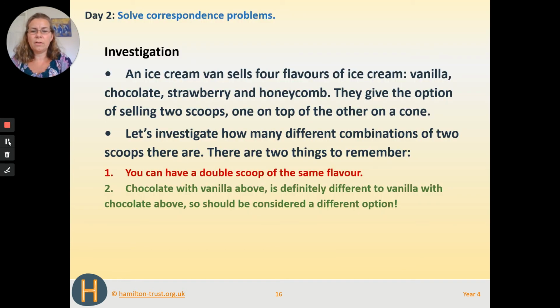Let's talk through the answers you've got. If we remember working systematically, when I did it, I started with vanilla first. So I went vanilla chocolate, vanilla strawberry, vanilla honeycomb, vanilla vanilla. Then I did chocolate, chocolate vanilla, chocolate strawberry.